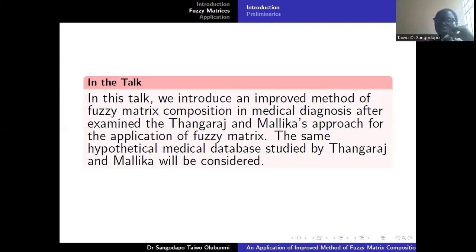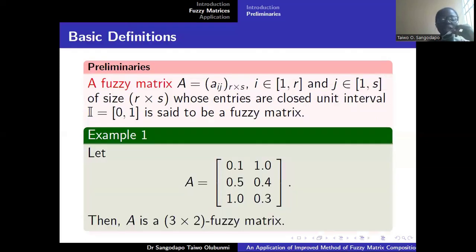Okay, fine. You have your own method. Can we improve on it to have a better result? Because this gives the doctor a better value, before they can prescribe any drug, or before they can prescribe any test for any patient. And the same hypothetical medical database studied by those two researchers will also be considered.